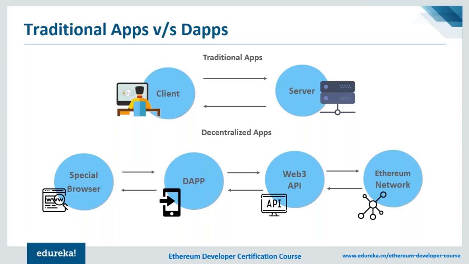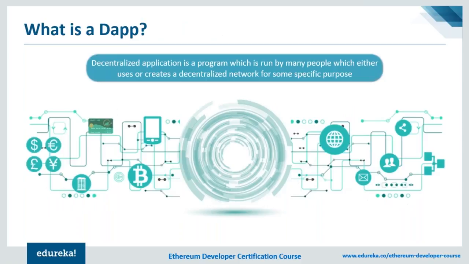So, what exactly is a decentralized application? A decentralized application is a program which is run by many people, which either uses or creates a decentralized network for some specific purpose. For example, connecting buyers and sellers in some marketplace, sharing files, online file storage, or maintaining a currency. Ethereum-based decentralized applications are called dApps, which stands for decentralized applications.